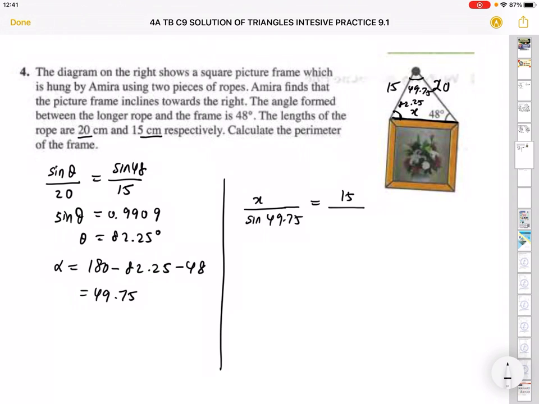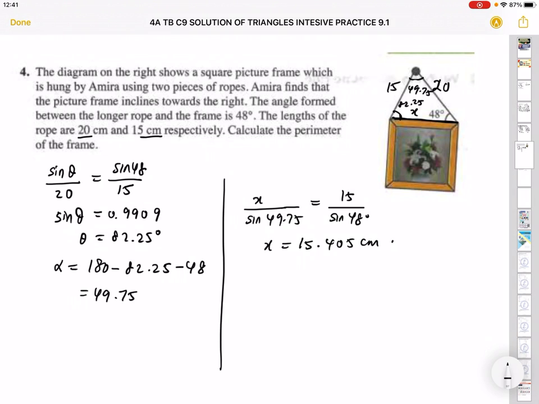Now you can use the other ratio. You can use 20 divided by sine 82.25, but it's better to use the original value, just in case you made a mistake in your calculation earlier. It doesn't affect the final answer. So your x is now 15.405.